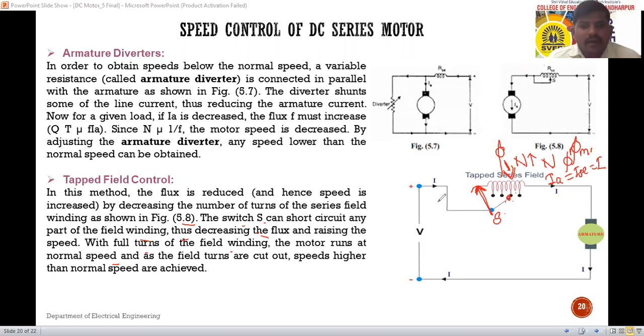If we connect some tapping point, or we make one tapped point, in that situation some of the number of turns will be reduced. So the flux production will be reduced, sorry, when the number of turns is reduced, the flux reduces, and if the flux reduces, then the speed will increase.